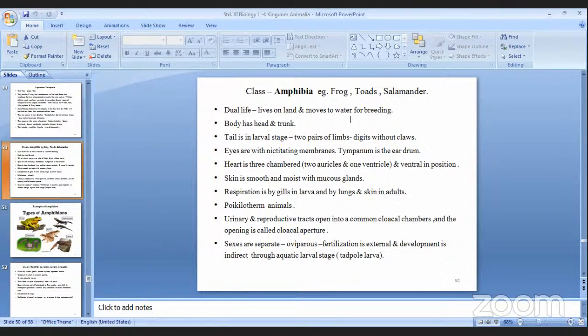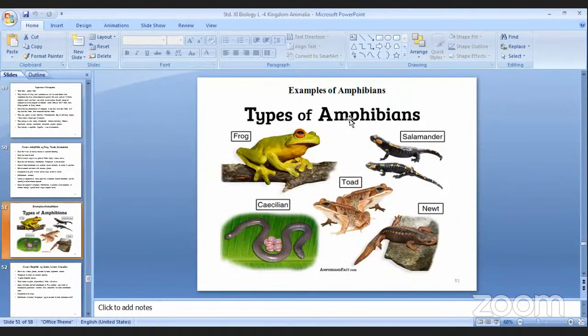Then urinary and reproductive tracts open into a common cloacal chamber. So a common opening is there for urinary and reproductive tracts. The opening of this cloacal chamber is known as cloacal aperture. Then sexes are separate, they are oviparous, fertilization is external, and development is indirect through an aquatic larval stage, that is the tadpole larva. Now here I showed you the different types of amphibians.